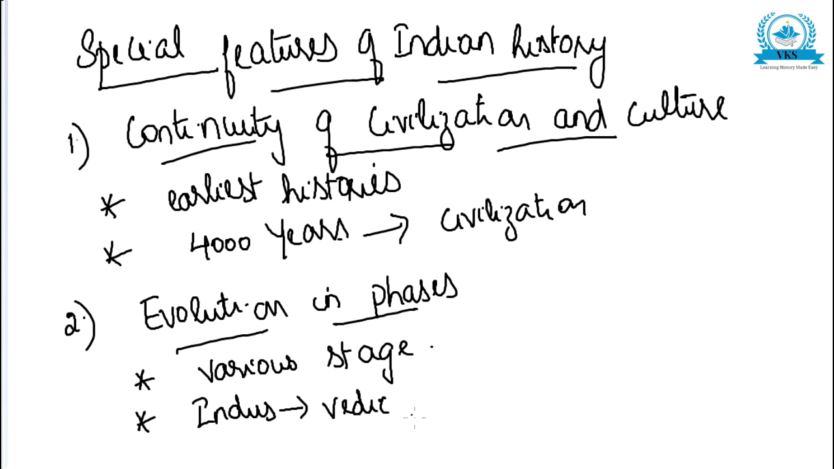to the Vedic age, then from the Vedic to Islamic influence. So like this, there is a chain of civilizations in Indian history. That is the second feature of Indian history, evolution in phases. So first is continuity of civilization and culture, and the second special feature is evolution in phases.